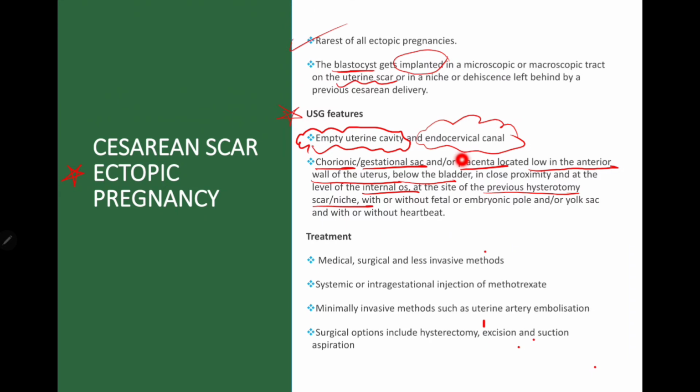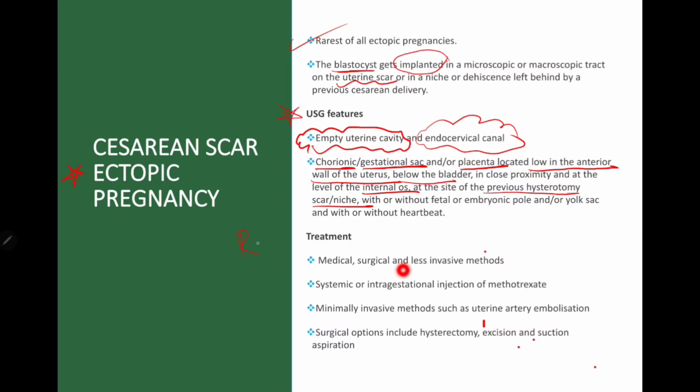So you'll be having an empty uterine cavity and an empty endocervical canal. Chorionic or gestational sac or placenta will be located in the anterior wall of the uterus, below the bladder, and at the level of the internal os, at the site of previous hysterotomy scar.